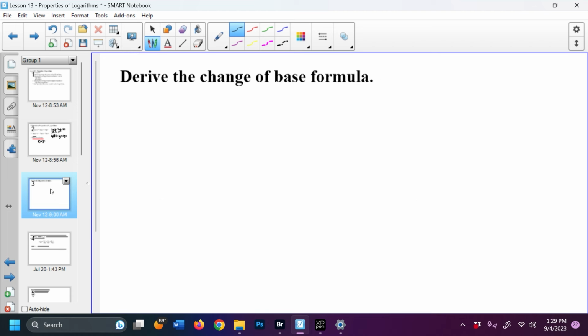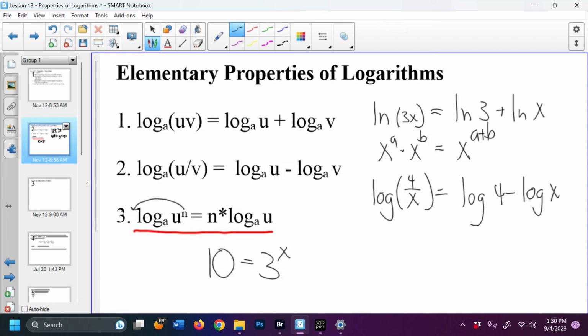The change of base formula is a formula that allows you to calculate a logarithm of any base. The reason I bring it up here, even though it's simple, and Desmos actually allows you to calculate logarithms of any base fairly easily, is that the change of base formula is a nice little example of this third property and allows us to do a nice little exercise that derives it.